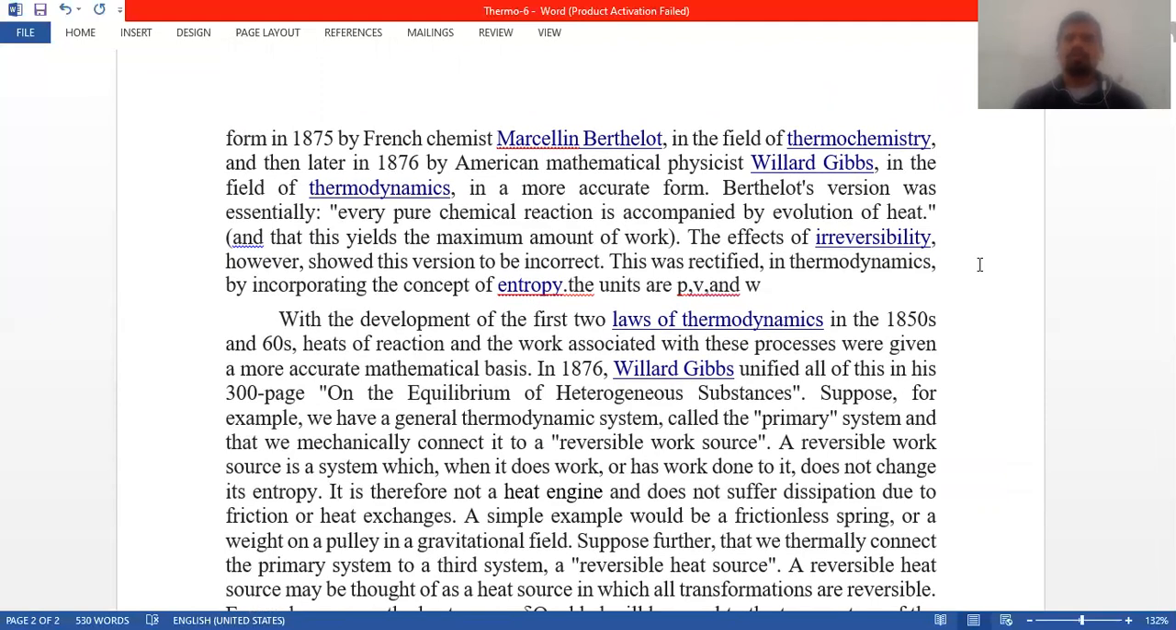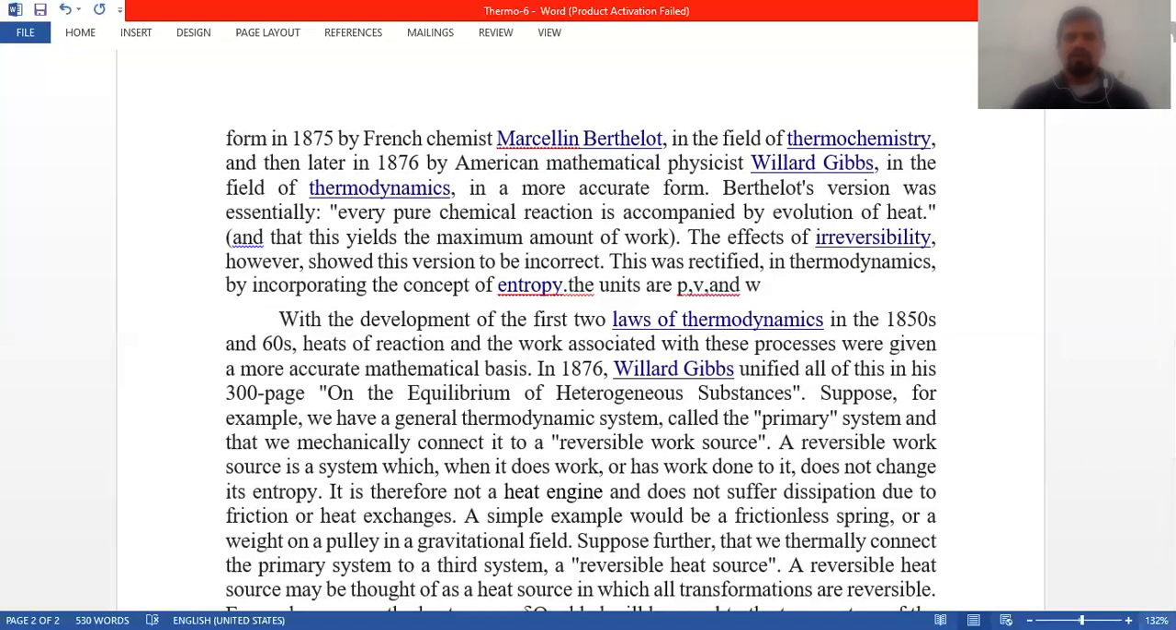In a more accurate form, the original version was essentially that every pure chemical reaction is accompanied by the evolution of heat, and that this yield is the maximum amount of work. The effect of irreversibility, however, showed this version to be incorrect. This was rectified in thermodynamics by incorporating the concept of entropy. With the development of the first law of thermodynamics in the 1850s and 60s, the heat of reaction and the work associated with each process were given a more accurate mathematical basis.